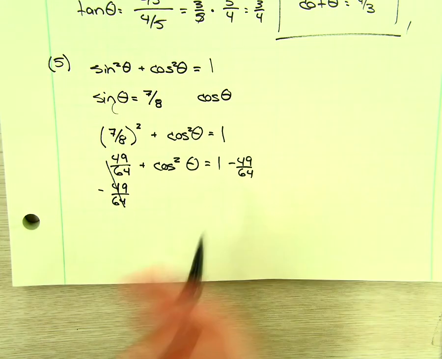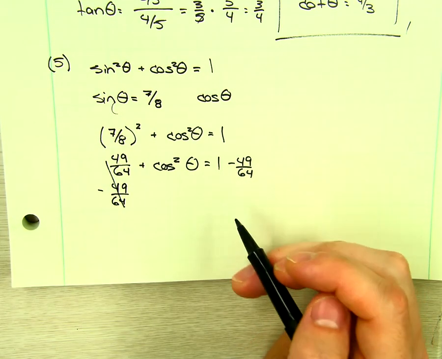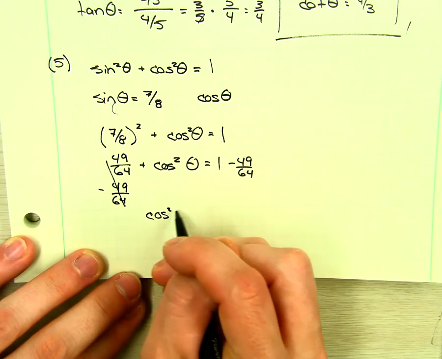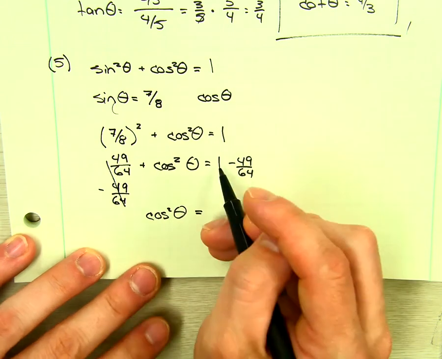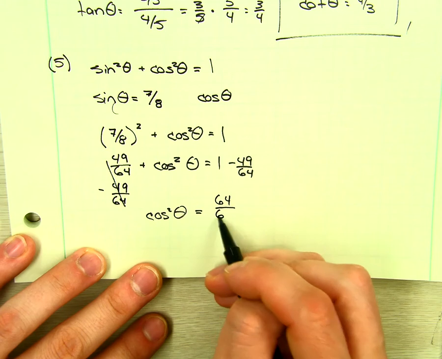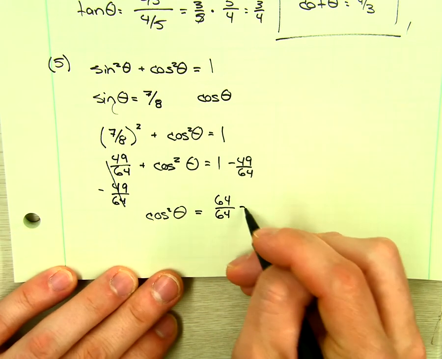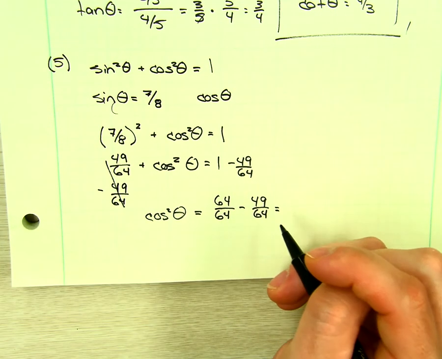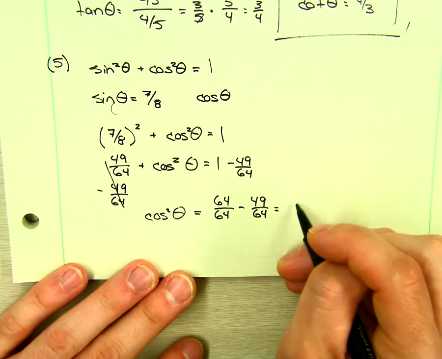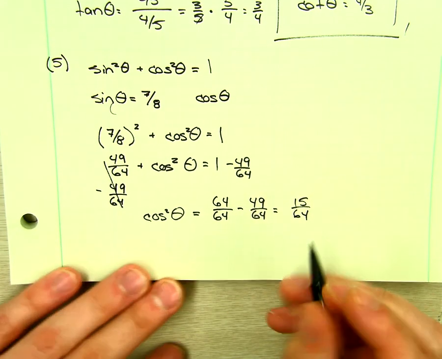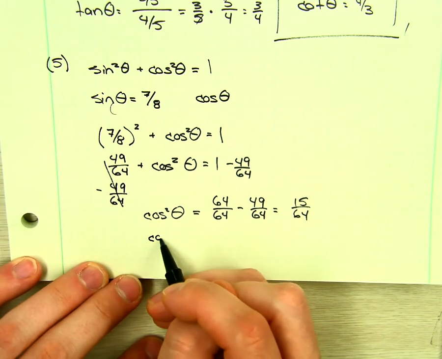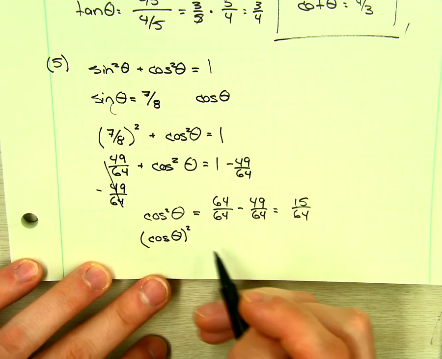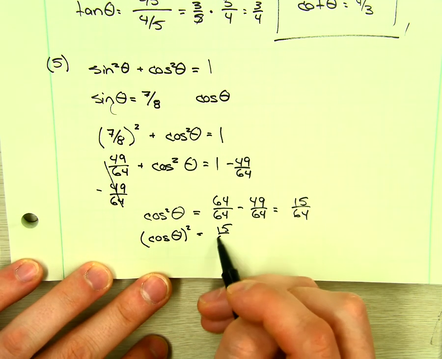Now 1, I need to rewrite 1 as a fraction over 64, trying to find that common denominator. And so my next line I'm going to say is the cosine squared of theta is going to be equal to, and 1 is just going to be 64 over 64. Just rewriting 1 as a fraction. Minus 49 over 64. Now 64 minus 49 is just going to be equal to 15. So here I get 15 over 64. Now, because I've got this cosine squared, so I've got the cosine of theta squared, they mean exactly the same thing, is going to be equal to 15 over 64.